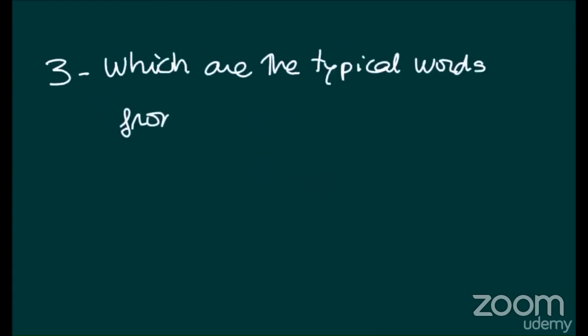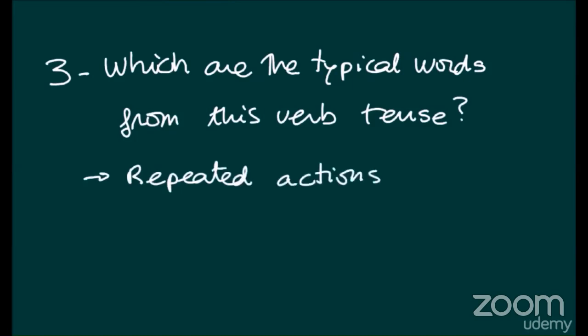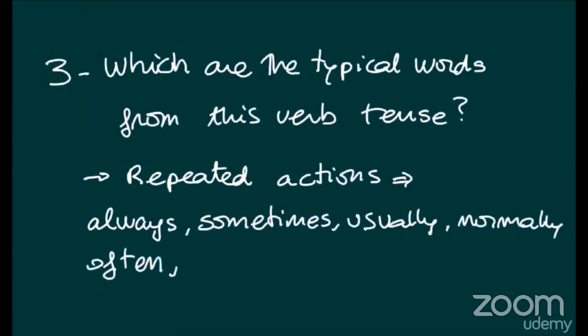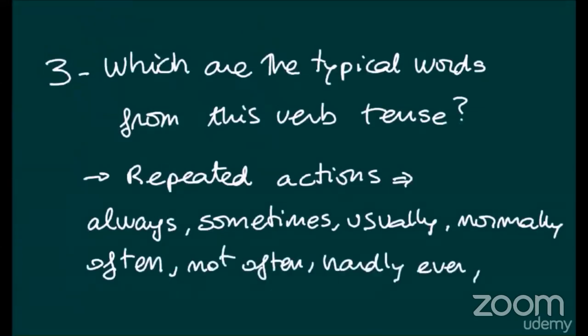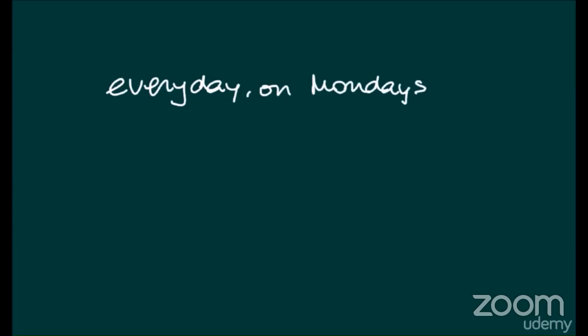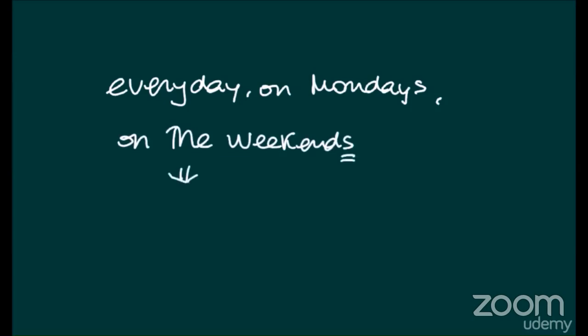And 3. Which are the typical words from this verb tense? As we use the present simple to tell actions that are repeated, the typical words of the present simple are the words that tell us an action is repeated, like always, sometimes, usually, normally, often, not often, hardly ever, never. All these words are called adverbs of frequency because they tell us how frequently an action is repeated. Please watch the adverbs of frequency video. Other words that tell us a frequency are every day, on Mondays or any other day, on the weekends, or any word of time ending in s means that the action is repeated at that time.